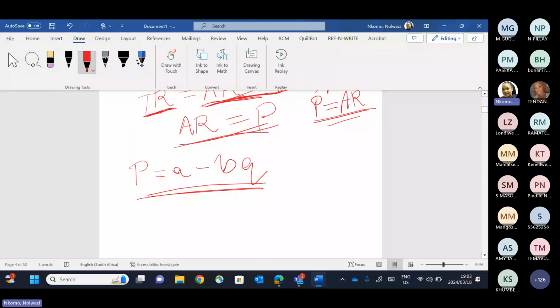This pen doesn't like me today. Just give me a second.